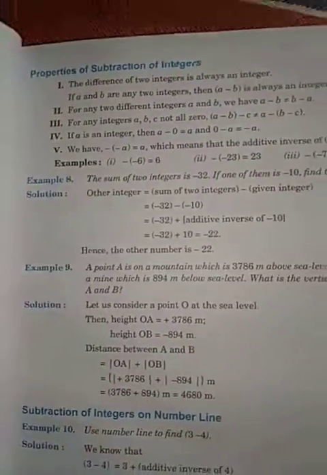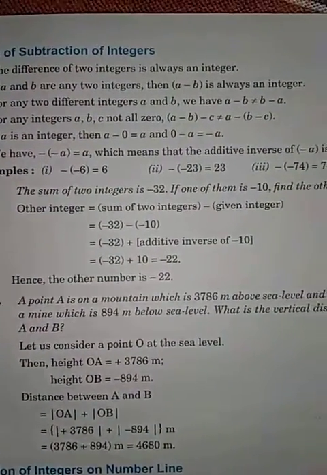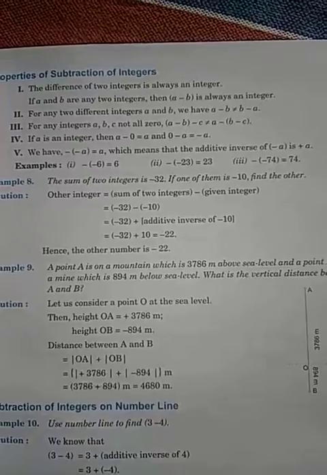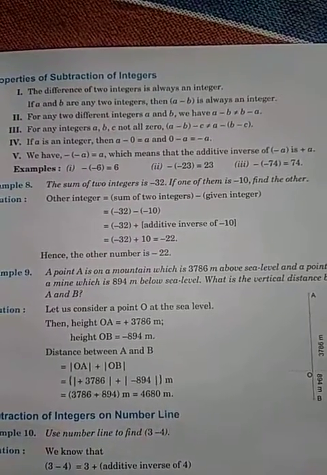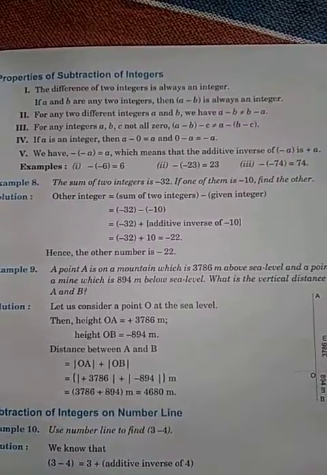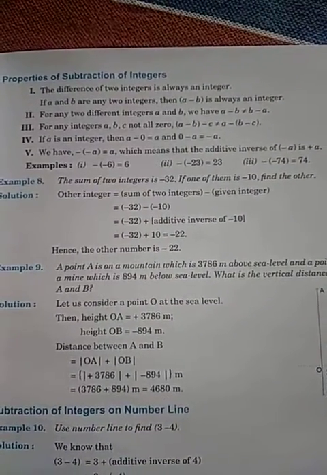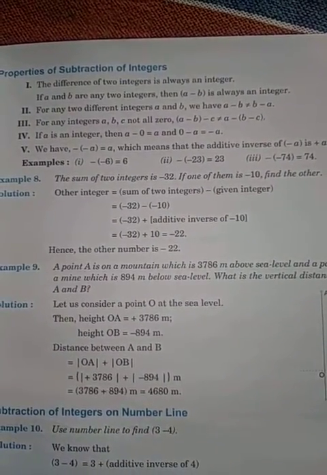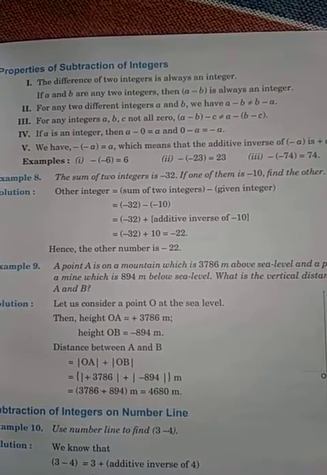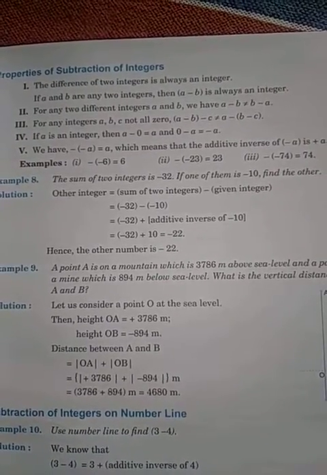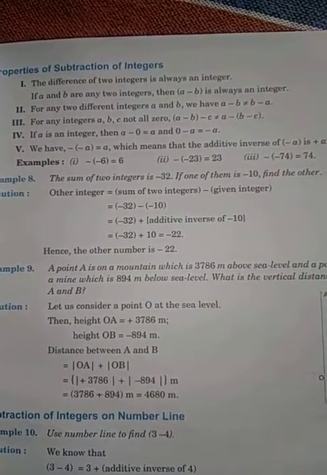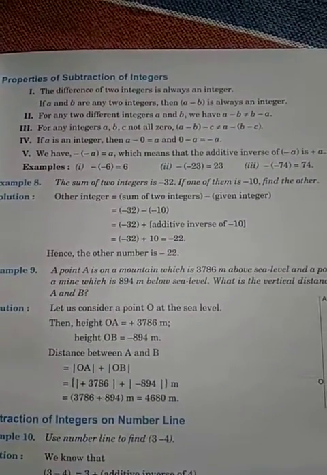Now properties of subtraction. The difference of two integers is also an integer. If a and b are any two integers, then a minus b is always an integer. For any two integers a and b, we have a minus b is not equal to b minus a. It means that subtraction of integers is not commutative, but subtraction of integers is closed.